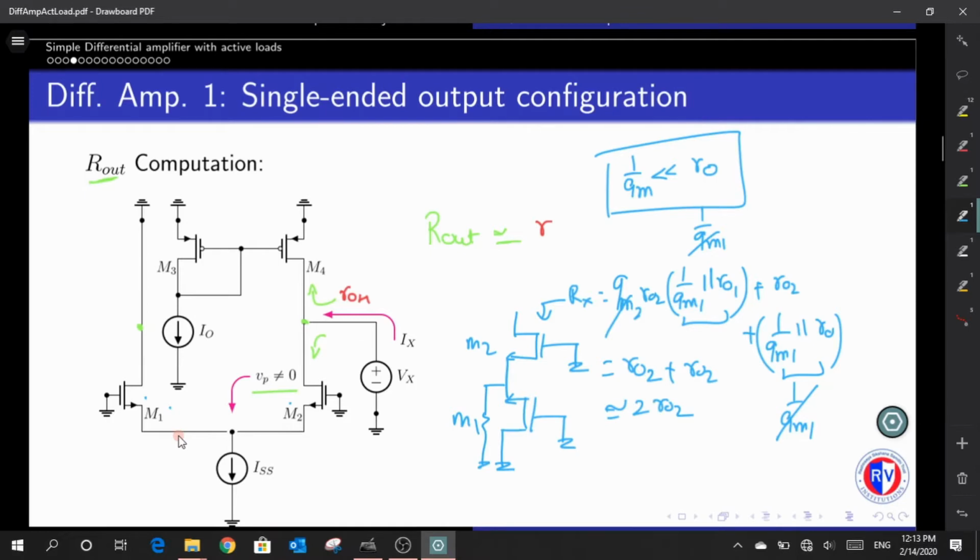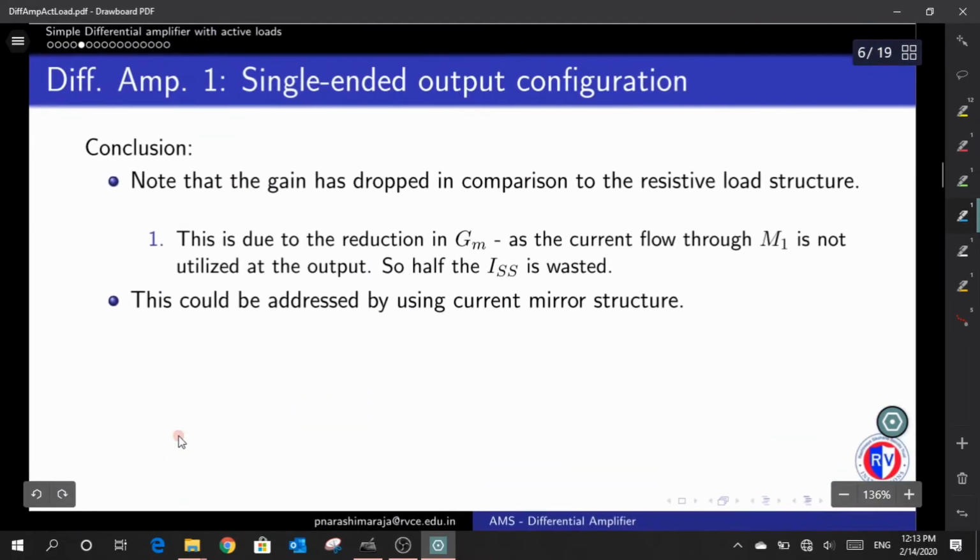These results are important for today's discussion, so that's the reason why I'm recollecting all the expressions that we have done. So it was 2 times RO2. And finally we got some sort of conclusion out of the circuit. The conclusions are something like this.